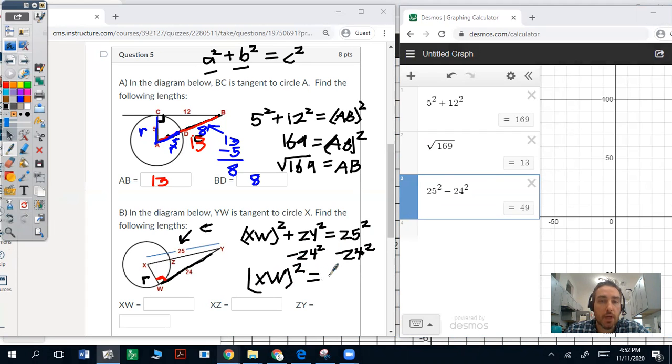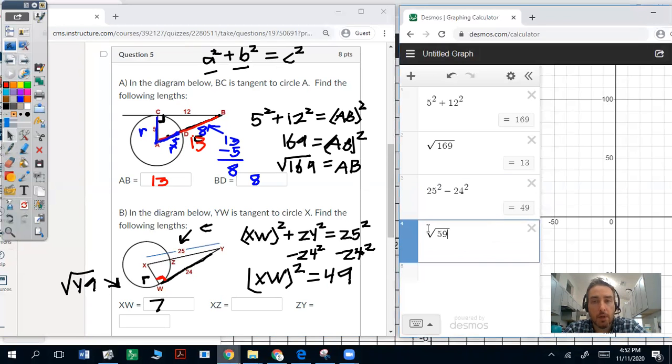is equal to 49, which means XW is the square root of 49, which you probably know as 7. And you can always verify that in the calculator if you need to, but the square root of 49, as you can see, SQRT, 49 is 7. So we can get the other lengths there too based off that information.